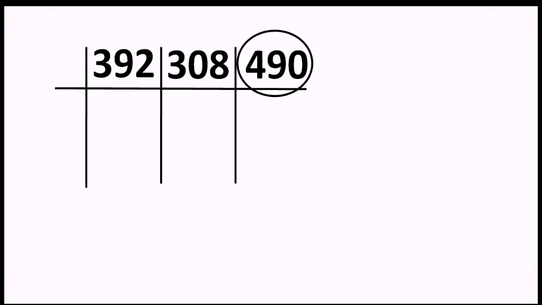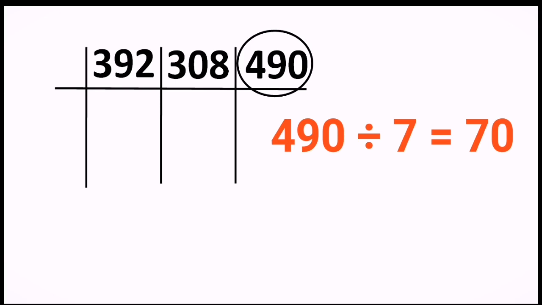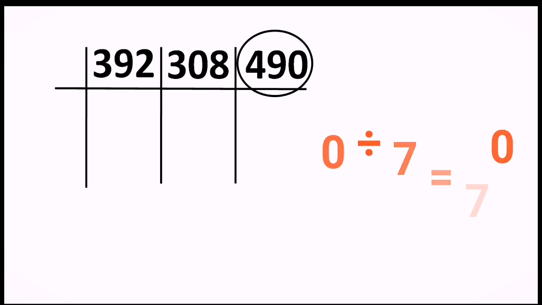Yes, this 49 number is present only in the 7th table, right? 7 7s are 49, which means the moment I divide this number by 7, the quotient will be 70. So I just need to check whether these 392 and 308 are divisible by 7 or not. And to your surprise, the moment I observed it, I can clearly make out that these two numbers are divisible by 7.